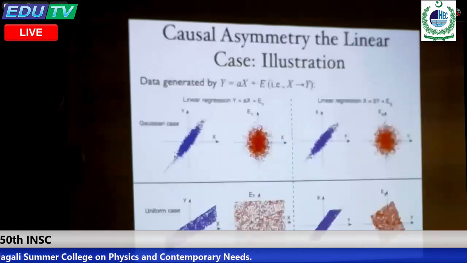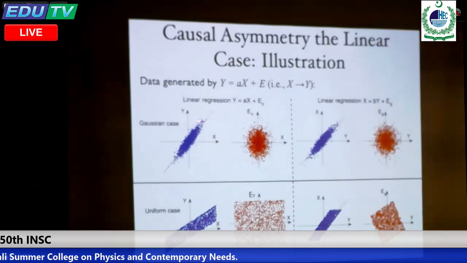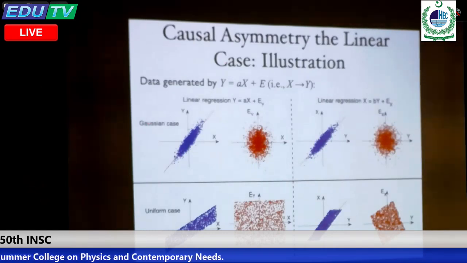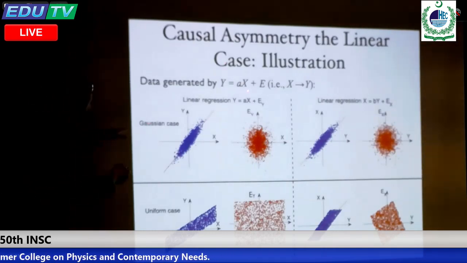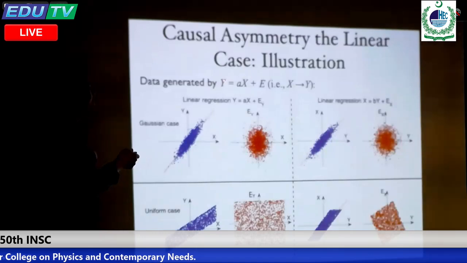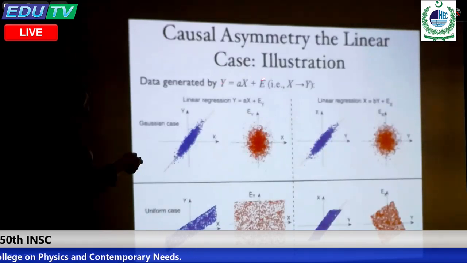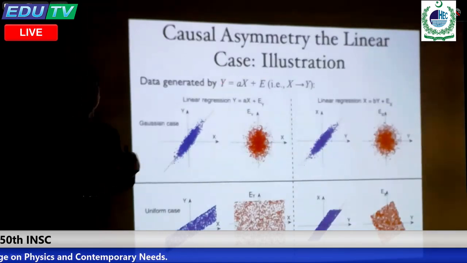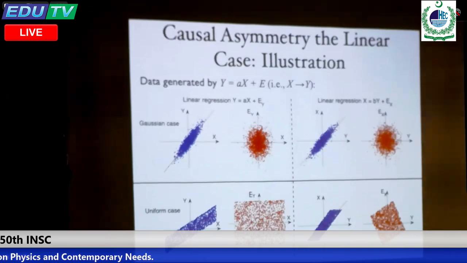You'll see how in the linear case. As long as this picture is clear to you, it's good enough. So I first generate X, and then I generate Y from X. In other words, X causes Y, right? Because I generate Y from X together with the independent noise E. Okay, this is the generation process.